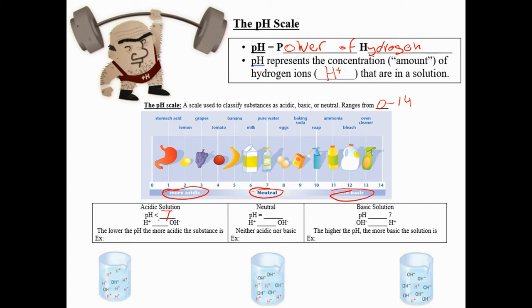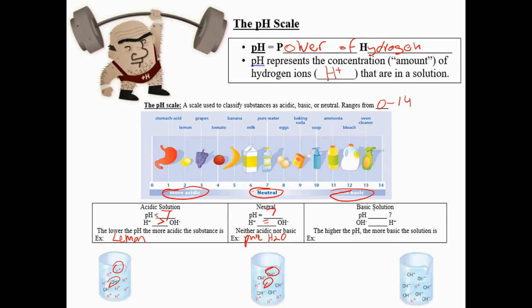So below 7, your concentration of H plus is more than your OH minus. For example, lemons, pH of 2, that's acidic. pH is equal to 7, your H plus is equal to OH minus. So you're neither acidic nor basic. Great example here, pure water. If you look at the pictures, you'll see the OH is equal to the H plus here. Here on the acid, you'll see the H plus is greater than the OH minus.